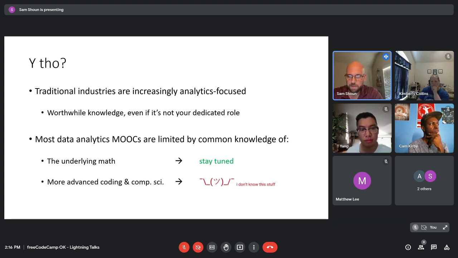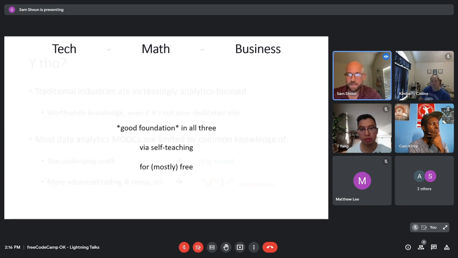And the other constraint seems to be more advanced coding and computer science. And I'm of no help to you there. So I don't know that stuff yet. It's part of the reason I do freeCodeCamp. I'll talk about three domains of focus with data analytics: the technology, the math, and the business. And the goal here is to point to how to develop a good foundation in all three by self-teaching and mostly for free.